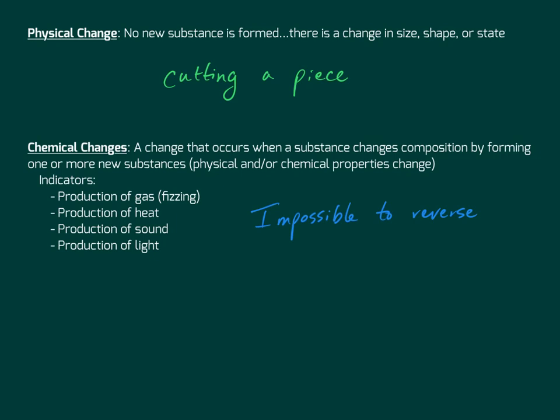Okay, so big keys here. Difference between physical change and chemical change. Physical change, no new substance is formed. Whatever you had before, you have after. Chemical change, whatever you had before, you no longer have after that change occurs. Okay, it's a totally new substance.